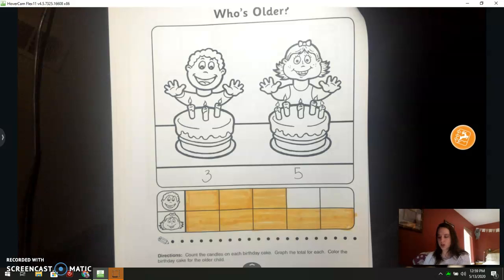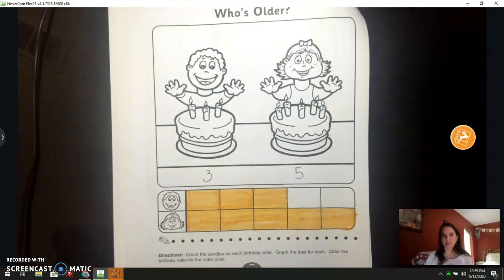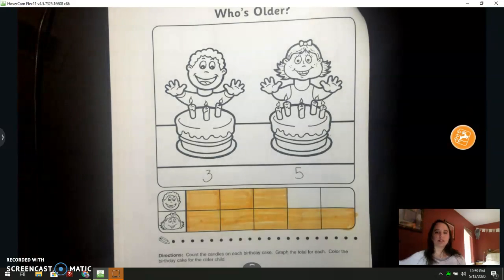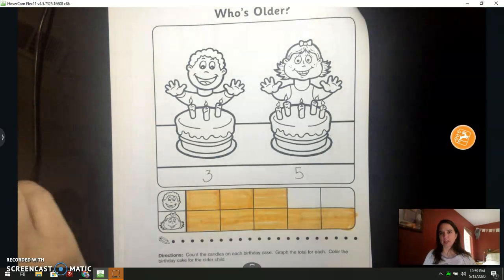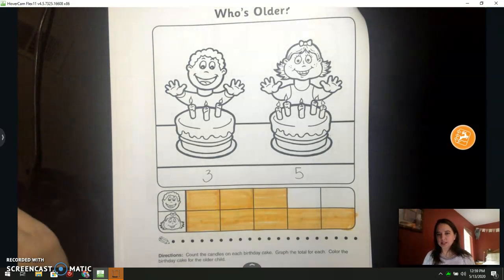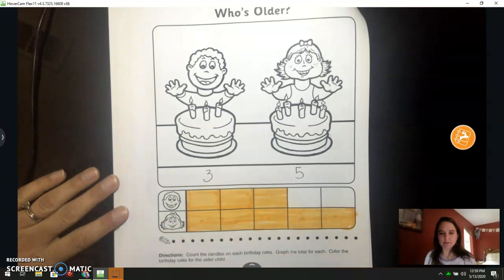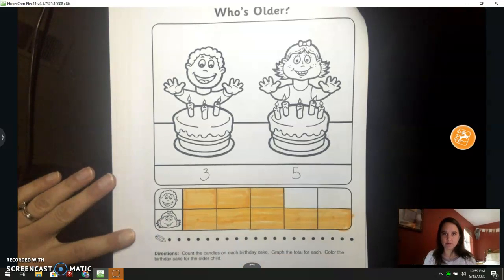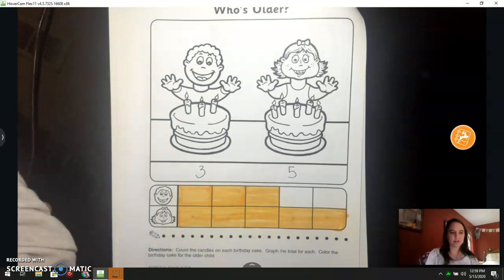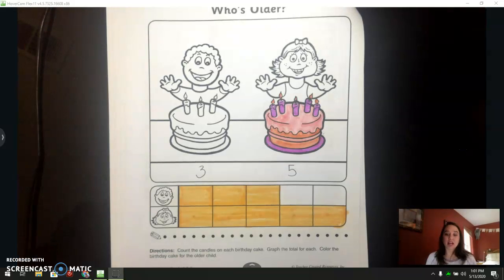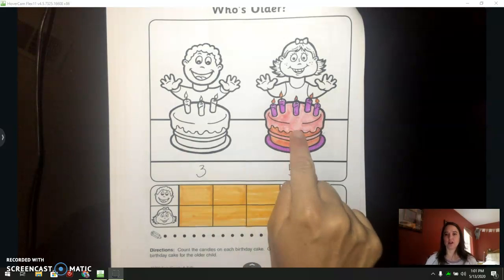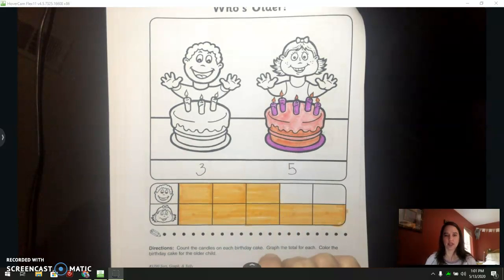There's one more job down here. It says, color the birthday cake for the older child. Who is older? The person who's 3 or the person who's 5? Yes, the girl, because she's 5. So it said to color the cake. I'm going to pause my video while I color. I want you to pause and color your cake too. Since we are coloring the cake of the older child, you should have colored the little girl's cake.